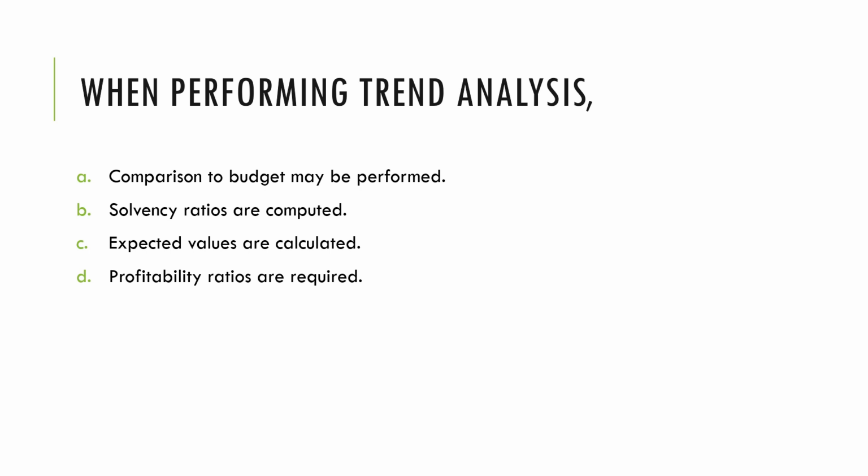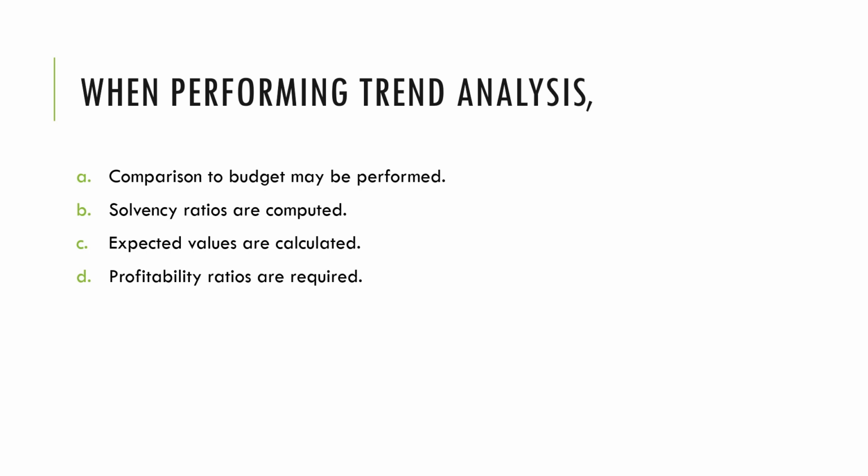Next, let's talk about when performing trend analysis. And trend analysis is one of those analyses that we can perform when we have analytical procedures. So when we perform trend analysis, letter A, comparison to budget may be performed. Letter B, solvency ratios are computed. Letter C, expected values are calculated. Or letter D, profitability ratios are required.